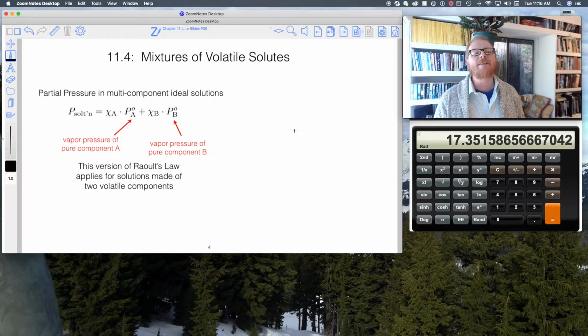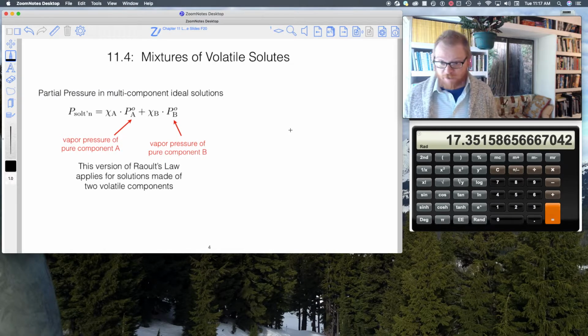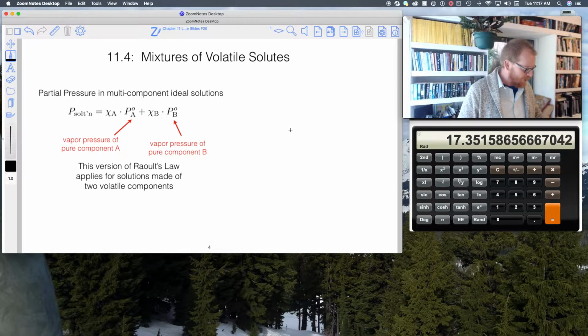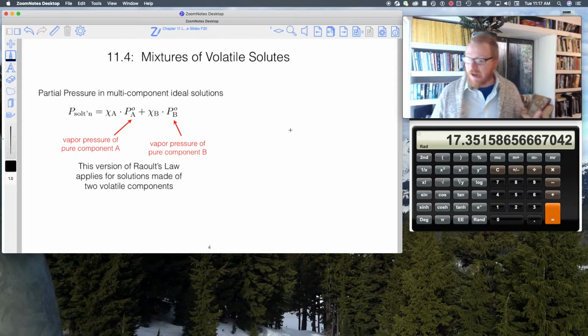So now, what happens if we make a solution of two things that are both volatile? For example, maybe something like alcohol and water. Alcohol definitely has a vapor pressure. Water definitely has a vapor pressure. Okay? So the calculation gets a little bit more complicated.